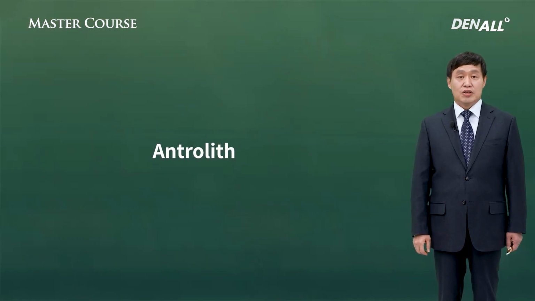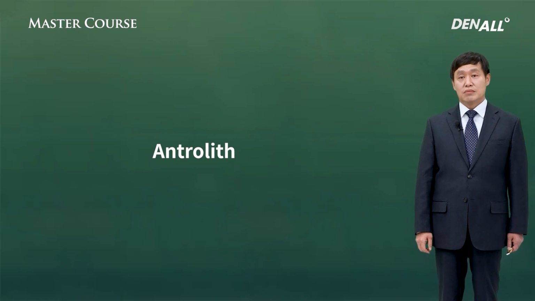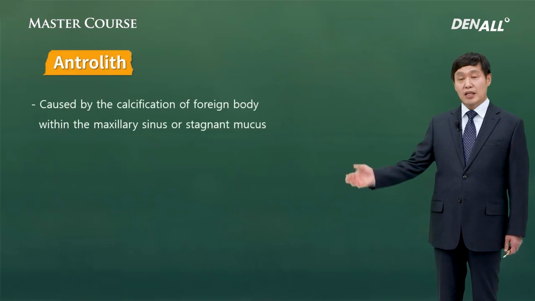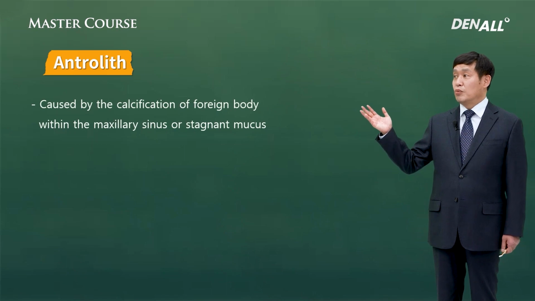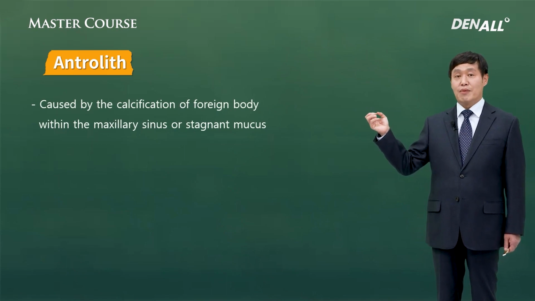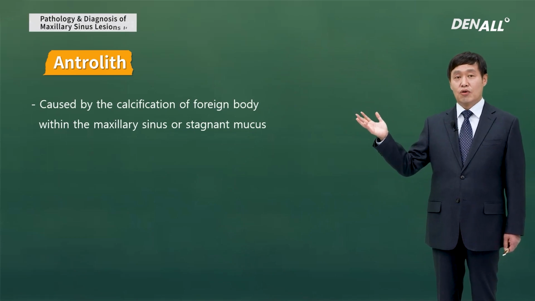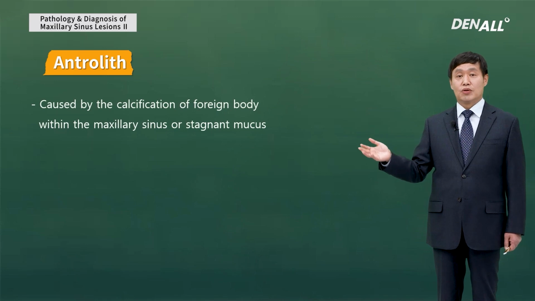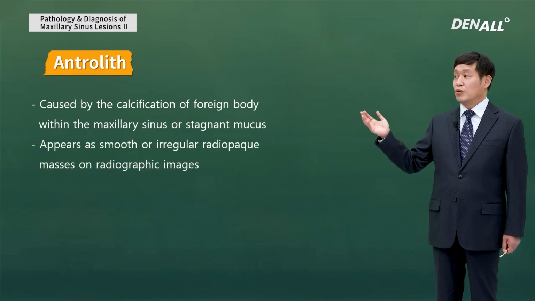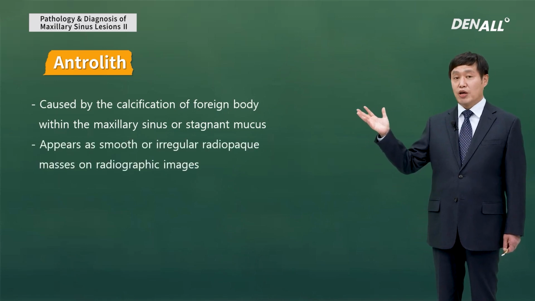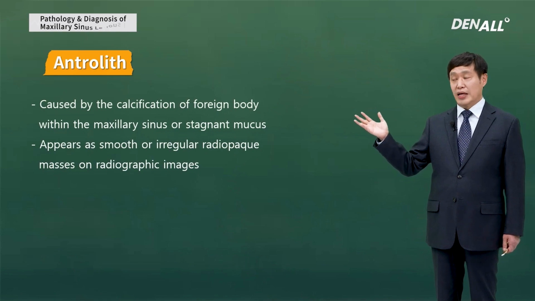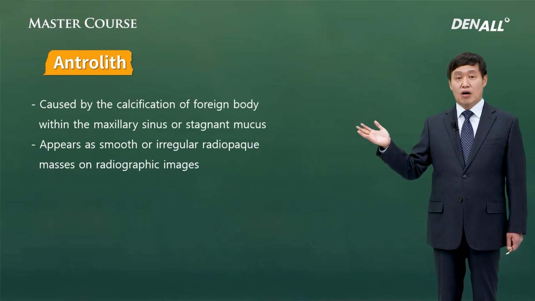Next, I'm going to talk about Antrolith. In the case of Antrolith, Antrolith is caused by the calcification of foreign body within the maxillary sinus or stagnant mucus. It appears as smooth or irregular radiopaque masses on radiographic images.